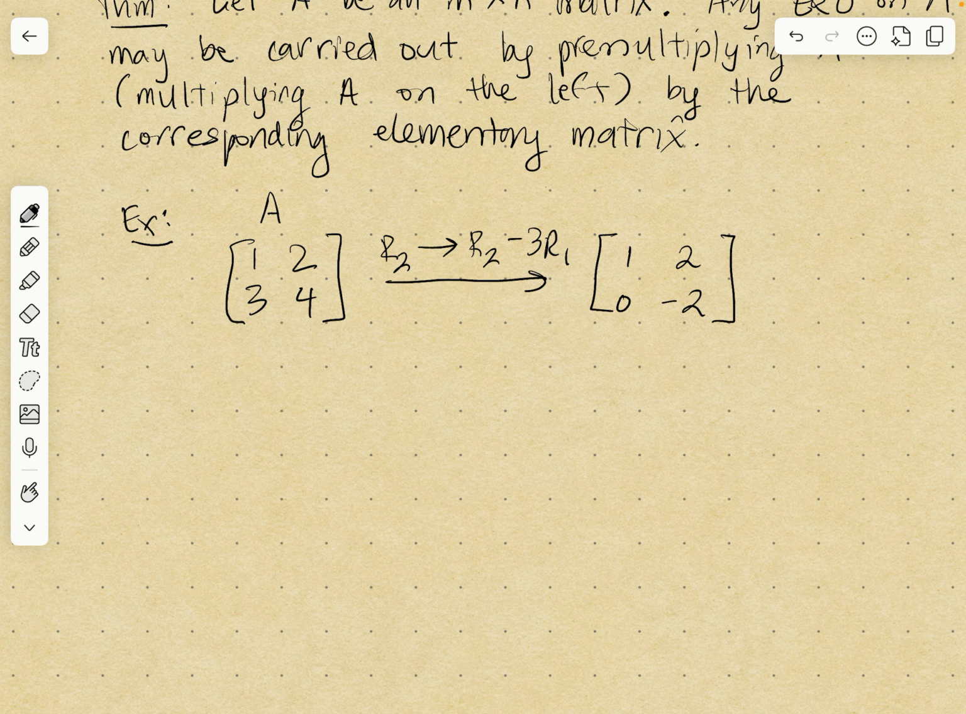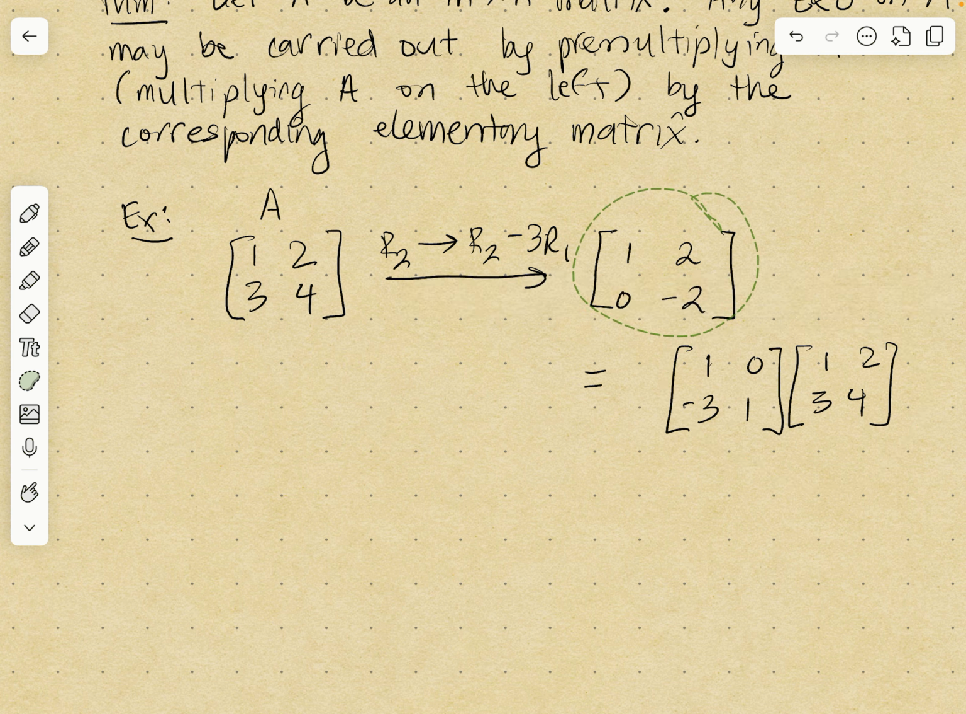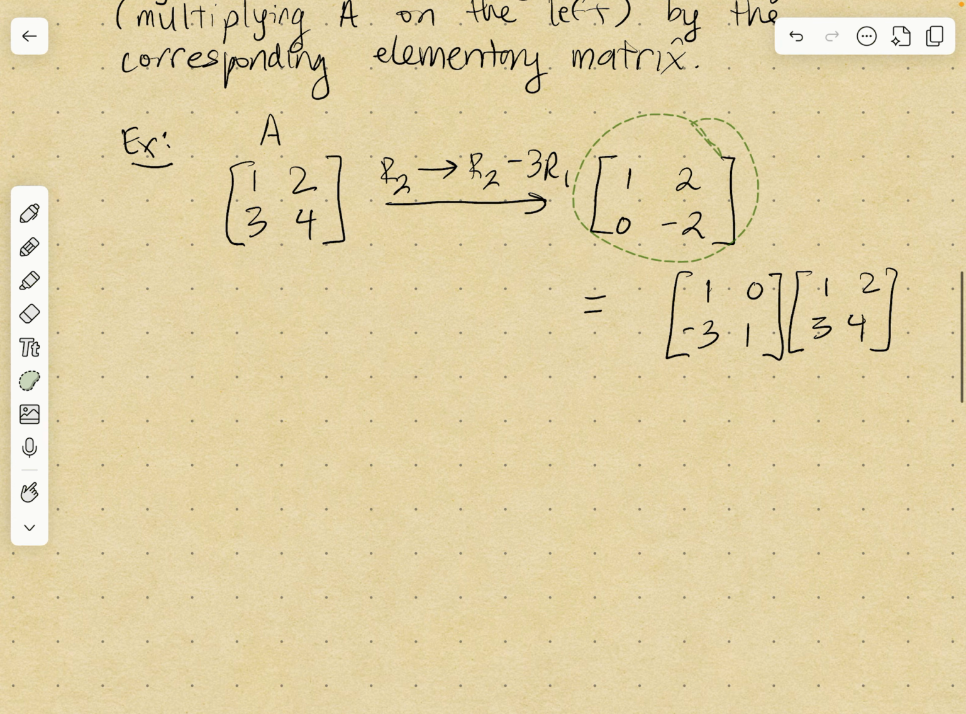In other words, the theorem says that this matrix 1, 2, 0, negative 2 is equal to what you get if you take A, that's 1, 2, 3, 4, and multiply it on the left by the corresponding elementary matrix. What happens if you take the identity matrix and do this row operation to it? You get 1, 0, negative 3, 1. And you can check that it is in fact true: if you multiply these 2 matrices, you do get that. So the theorem does check out in this particular case.